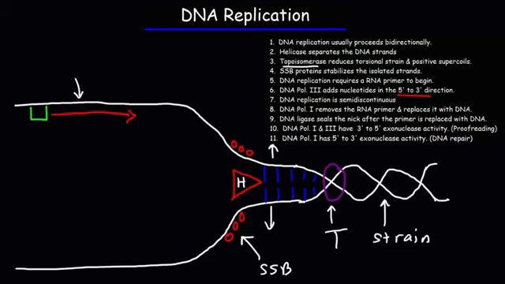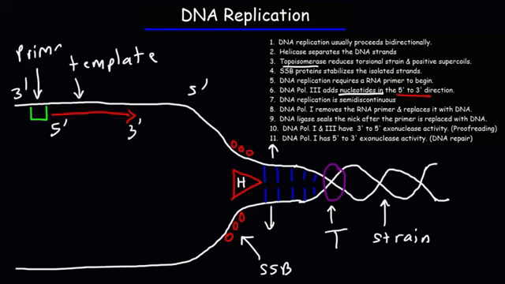This strand here is called the template strand. That strand runs in the 3 to 5 direction. But DNA polymerase III is going to build the new strand in the 5 to 3 direction. So make sure you understand that. DNA polymerase III adds nucleotides in the 5 to 3 direction. Now, the enzyme that creates the primer is known as primase.